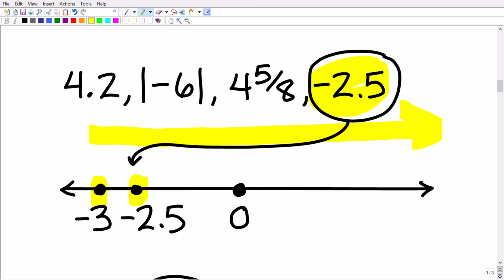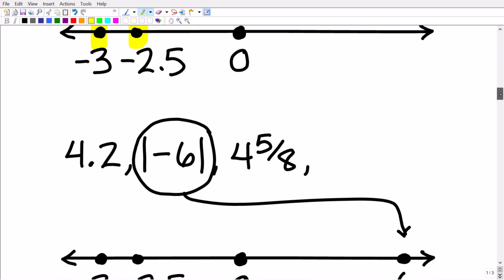Okay, so now we're going to continue to scan our list. Do we have any more negative values? Well, the answer is no. Okay, so these two numbers right here are clearly positive, but what's going on with this thing right here? This is the absolute value of -6. Let's go ahead and talk about that right now.